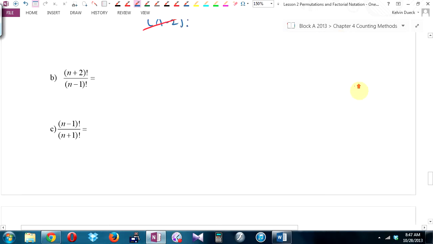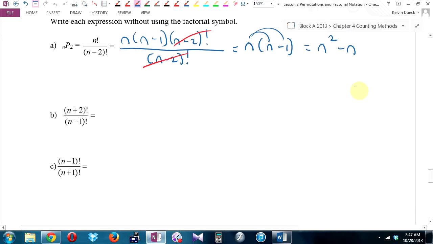Let's try another one. It says write without using the factorial symbol, or simplify. Part B. What do you see on the top? n plus 2. What do you see on the bottom? n minus 1. Which one's bigger? Top one. Start expanding that.